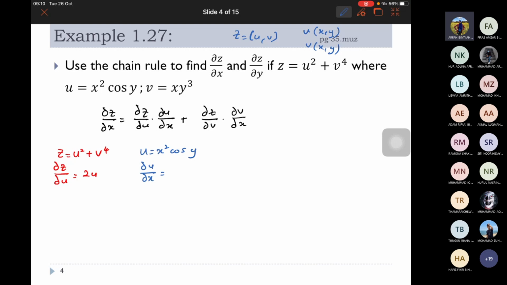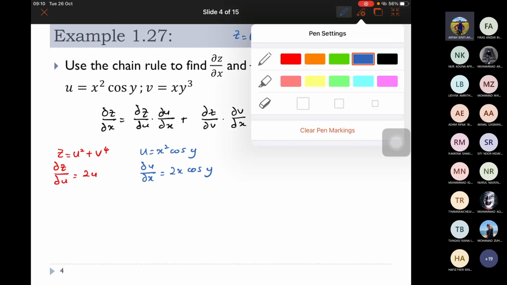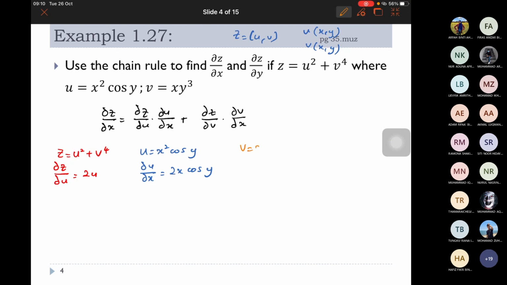Dapat 2x cos y. Okay. Bezakan u terhadap x. And then v equal to x y cube. Delta v over delta x sama dengan y kuasa 3, because we will assume y kuasa 3 as a constant. So bezakan x kuasa 1 akan dapat x sahaja. So substitute everything in the formula.